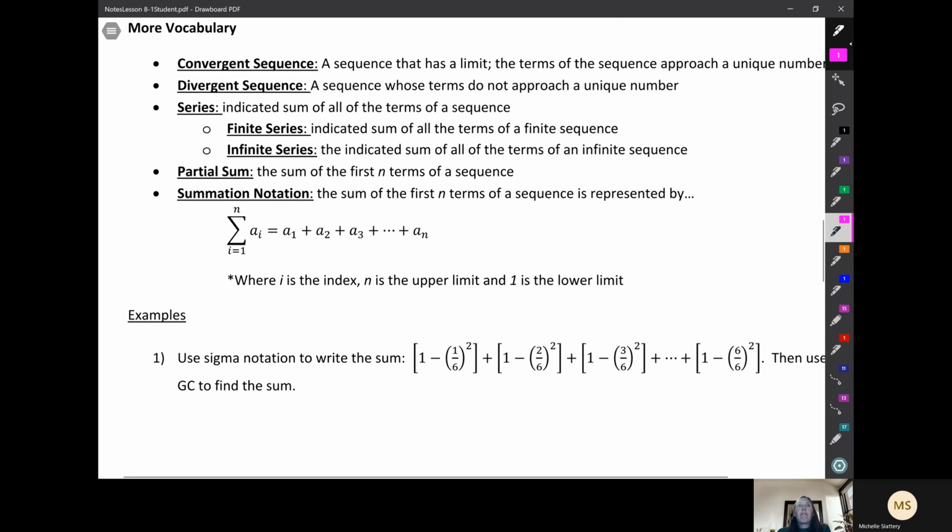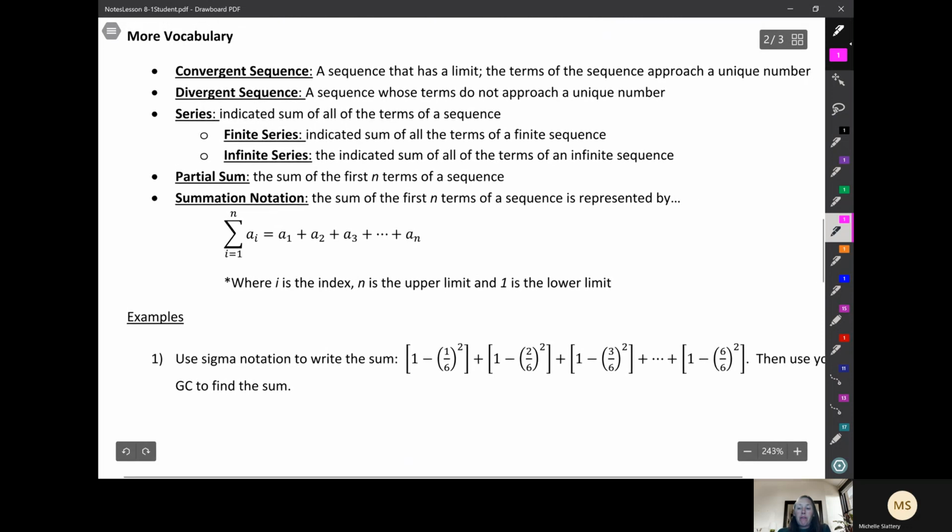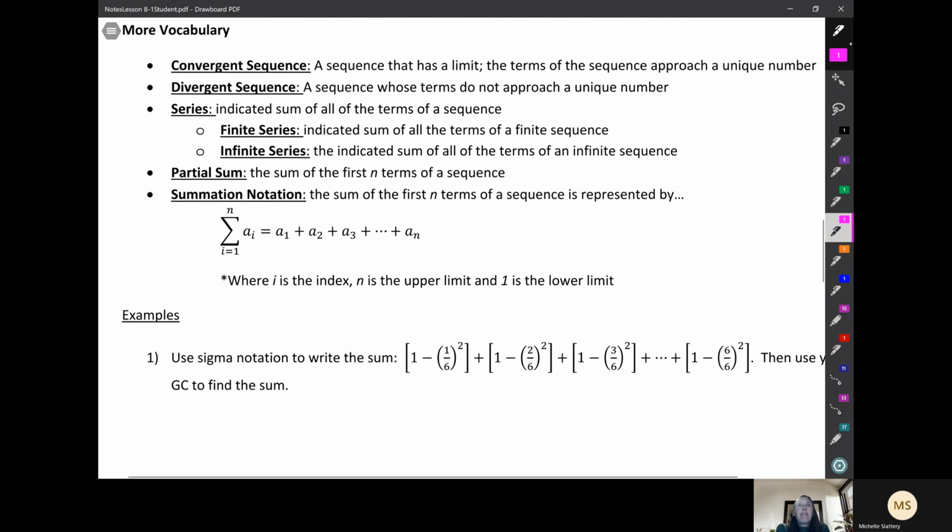So it's going to eventually converge and stop at one value. Whereas a divergent sequence will not approach a unique number, and it's going to continue getting bigger, bigger, bigger, or smaller, smaller, smaller. Okay, so it's going to continue to grow to either positive or negative infinity.